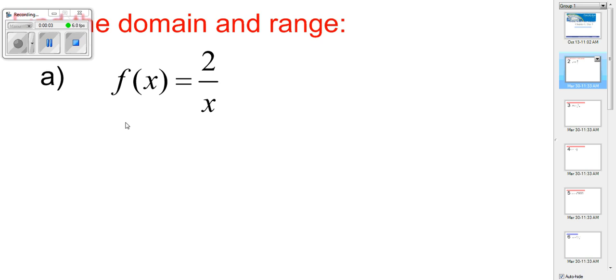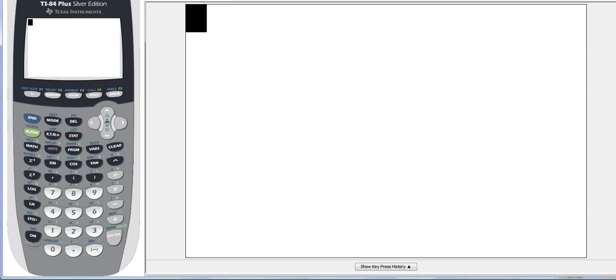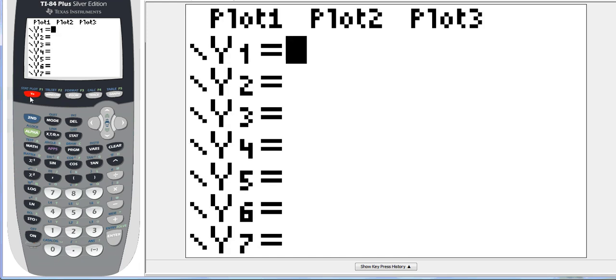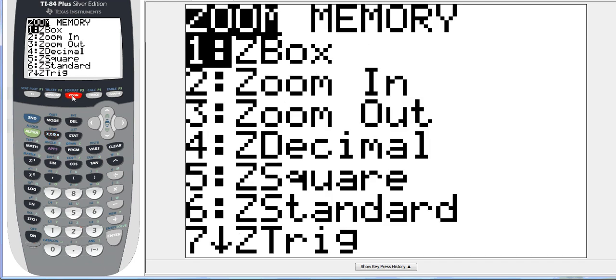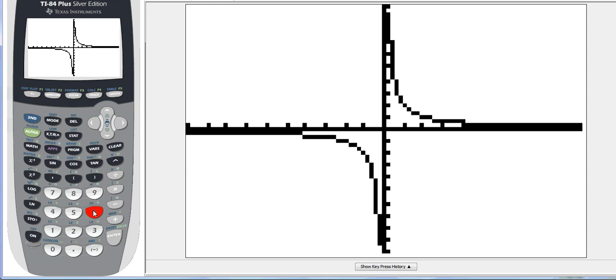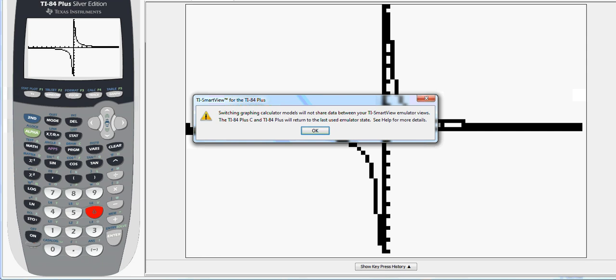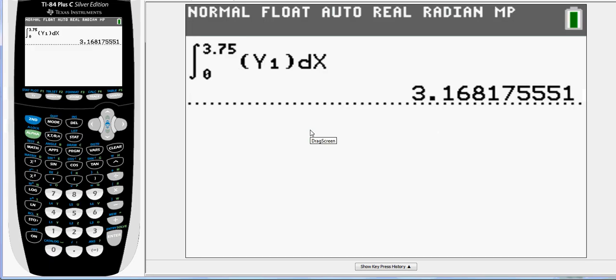Okay, we are going to spend a little bit more time looking at some domain and range. It's probably helpful, honestly, if you just graph these. So here we go. We're going to graph this very first one and do 2 divided by x. And we'll just hit zoom 6 to make sure we're all in the same window. And you can kind of see that this is what it looks like. I'm actually going to switch this calculator so that it's a little easier to see.